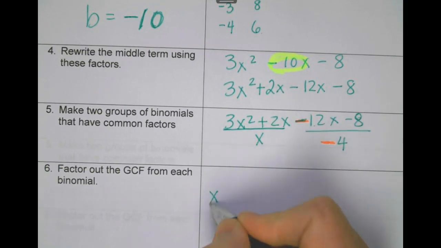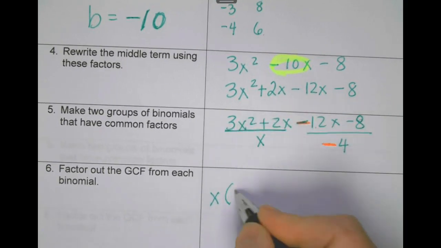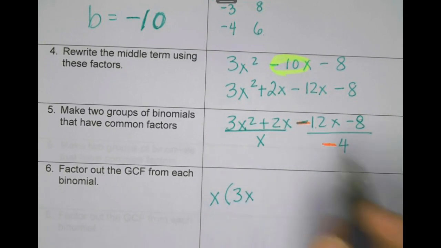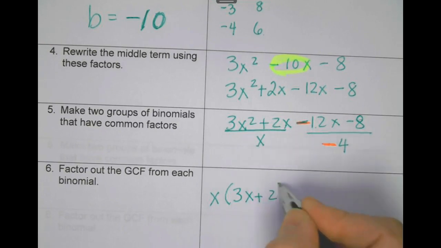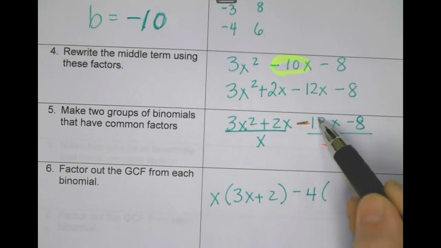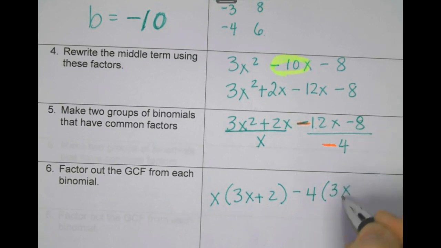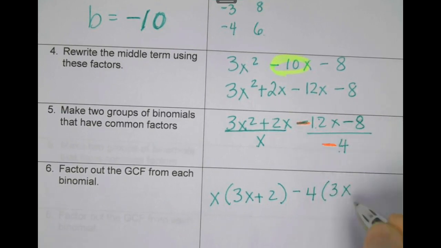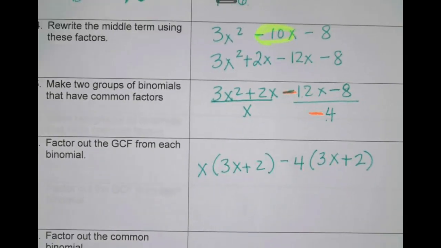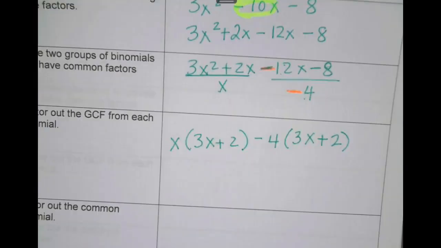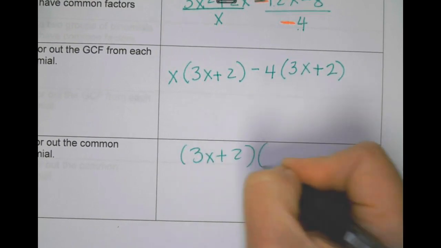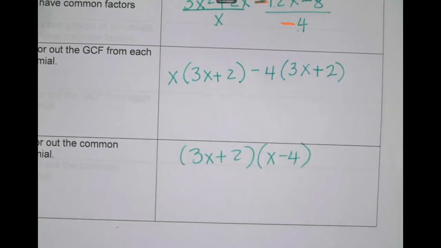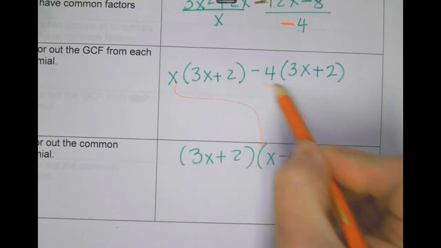The x is going to come out in front. If I divide that by an x, I have 3x left. If I divide that by an x, the x cancel. I'm going to factor out a negative 4. 12 divided by 4 is 3. Negative 8 divided by negative 4 is positive 2. What do you see twice? 3x plus 2, x minus 4. The x minus 4 comes from there.